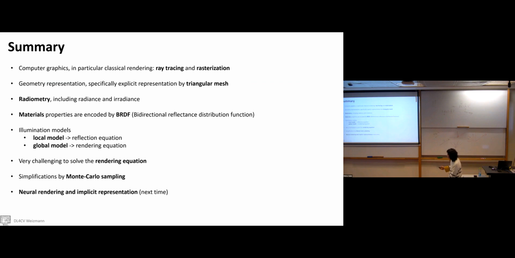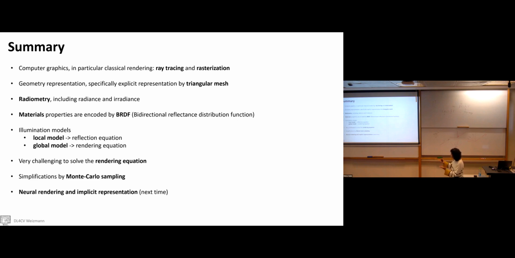I just want to summarize and say what is going to happen in the next two lectures. We spoke about computer graphics, ray tracing, and rasterization. All these modern methods are going to be done with ray tracing and not rasterization, because ray tracing can handle photorealistic rendering. We spoke about explicit representation of geometry. We call it a triangular mesh. In the next lecture, we are going to speak about implicit representation of geometry, which is related to what we had in the first part of the lecture.